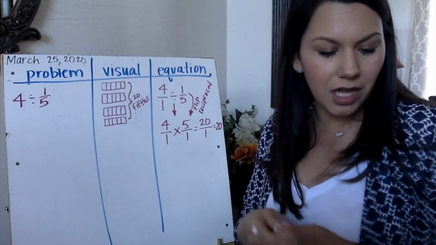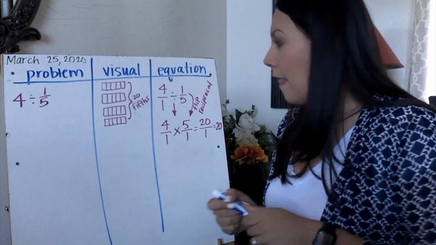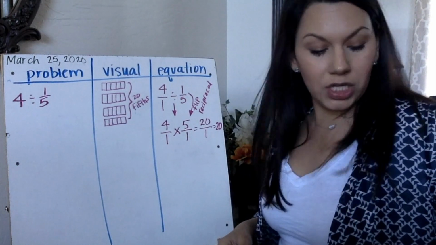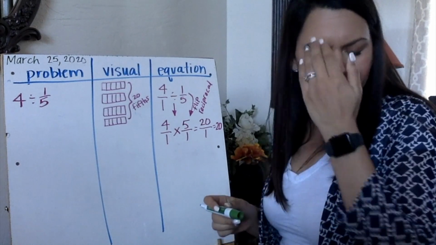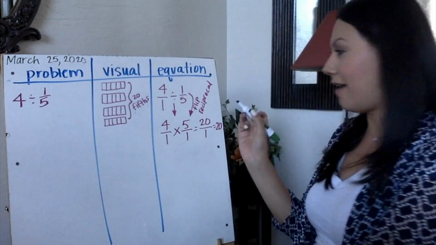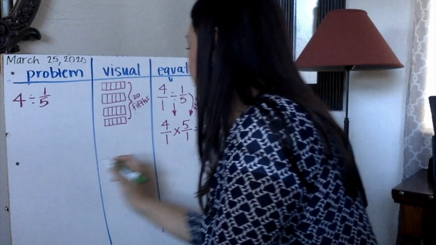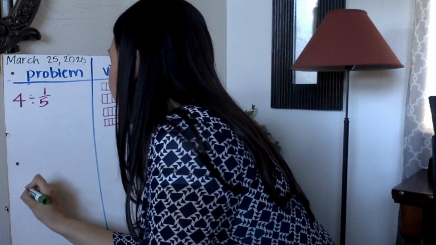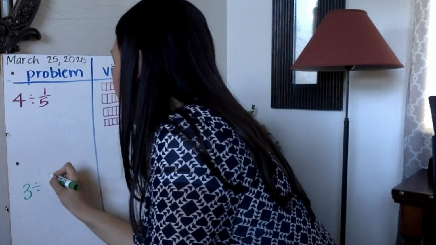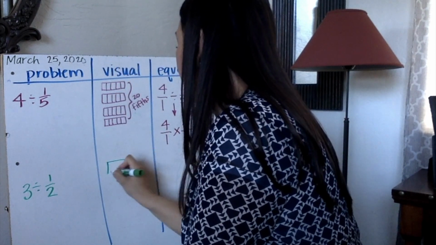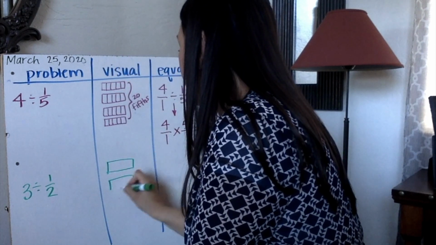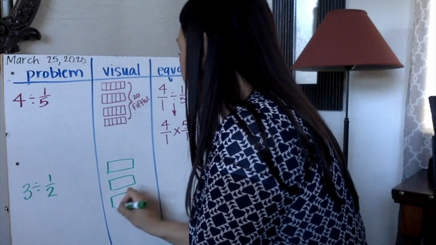So let me get a different color and we'll do the next problem. Which one did we do? 3 divided by 1/2. Okay. We have 3 divided by 1/2. So I'm going to draw my visual. 1, 2, 3.